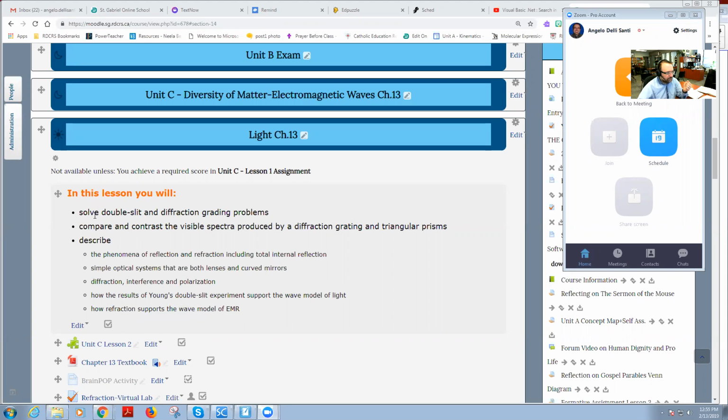So what else do you have to do? Solve double slit and diffraction grating problems. So it's going to be dealing with a mathematical formula. Compare and contrast the visible spectrum produced by diffraction gratings and triangular prisms. We'll go into more detail on those, of course, when you get to that topic.